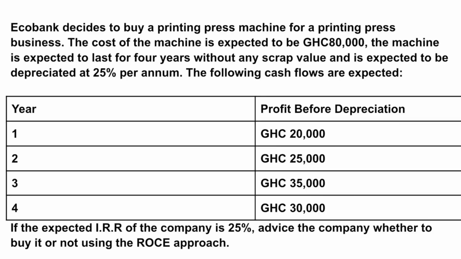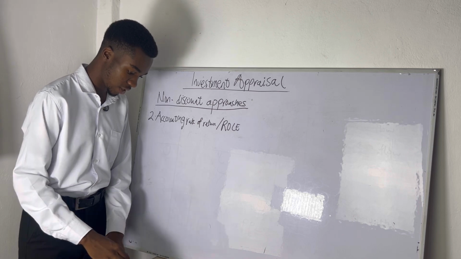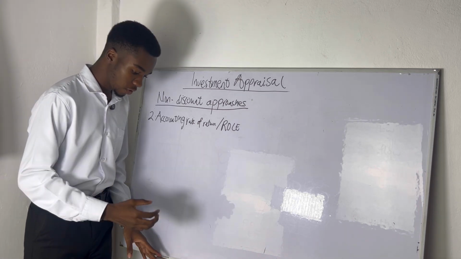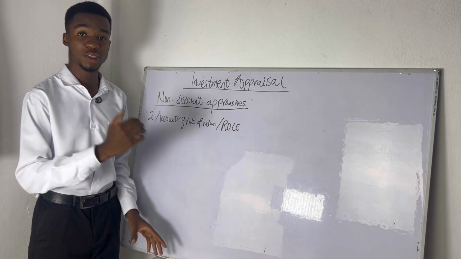Now the question is saying, based on the information they've given you, will it be good to buy it? Is it a good idea for them to actually go and buy the printing press machine, given the depreciation and everything? Or they shouldn't buy it? So they've given you the profits before depreciation for all the years, and they're asking us if we should buy it based on these profits.